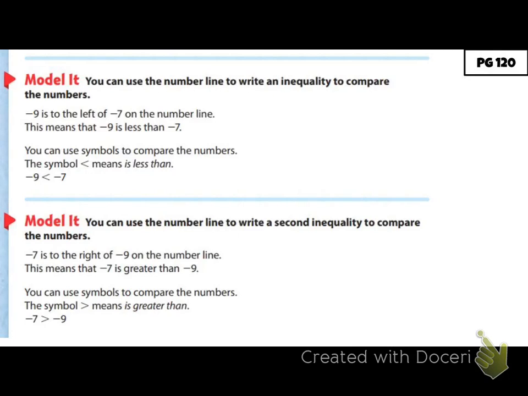So -9 is to the left of -7 on a number line. That means that -9 is less than -7. So we can use our symbols to show that. We could also model it using a second inequality to compare the numbers. We can say -7 is to the right of -9 on the number line. So that means that -7 is greater than -9. Both of these show the same thing, we just have the numbers and the signs flipped.